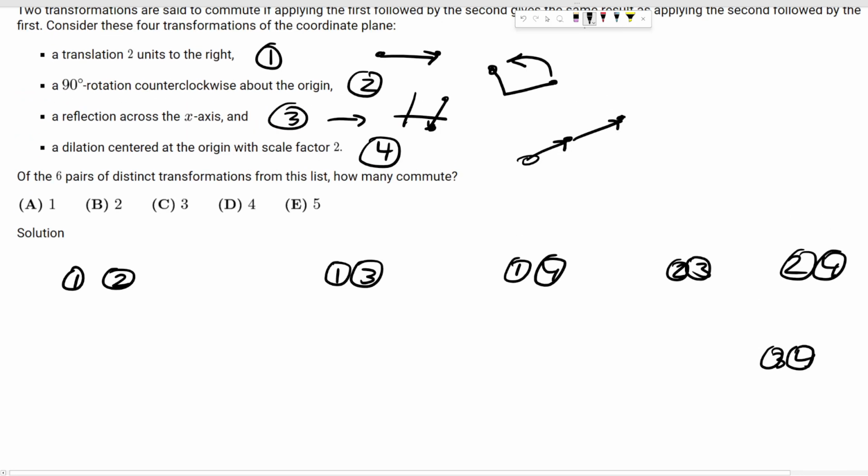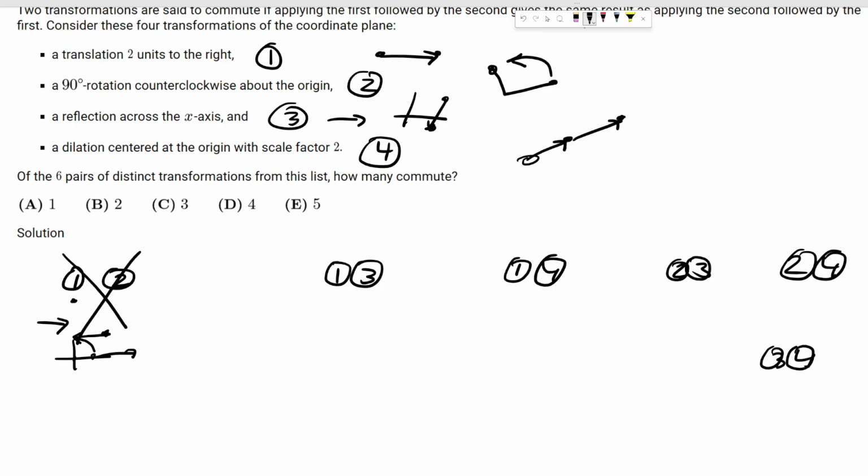One and two, this is a translation to the right and a rotation around the origin. This obviously doesn't commute because if we rotate it 90 degrees about the origin and then we move right, that's not the same as if we first move right and then rotate about the origin. Let's just take like (1, 0), for example. If we move right first and then rotate, we'll end up somewhere here. But if we rotate first and then move to the right, we'll end up somewhere here. So that clearly doesn't work.